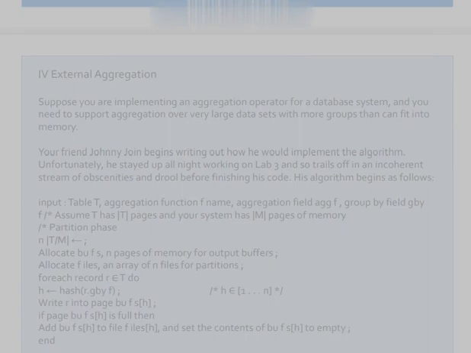For external aggregation. Suppose you are implementing an aggregation operator for a database system, and you need to support aggregation over very large data sets with more groups than can fit into memory. Your friend Johnny Join begins writing out how he would implement the algorithm. Unfortunately, he stayed up all night working on Lab 3, and trails off in an incoherent stream of obscenities and drool before finishing his code. His algorithm begins as follows.